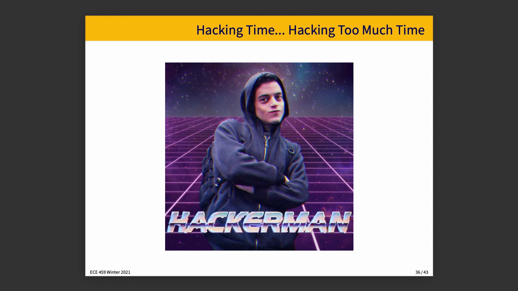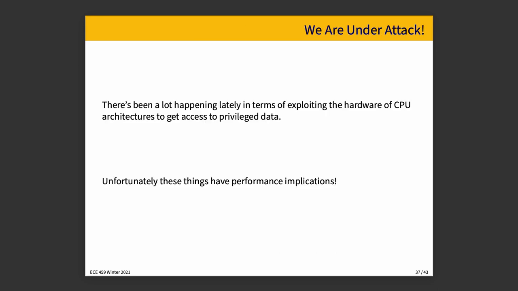Let's also talk about a problem or two that we might encounter when it comes to actually using the hardware that we have for performance. We are under attack. There's been a lot of stuff that's happened lately in terms of exploiting the hardware of various CPU architectures to get access to privileged data, and accordingly, there will be mitigations that are deployed, but unfortunately, those mitigations themselves have a negative performance impact.